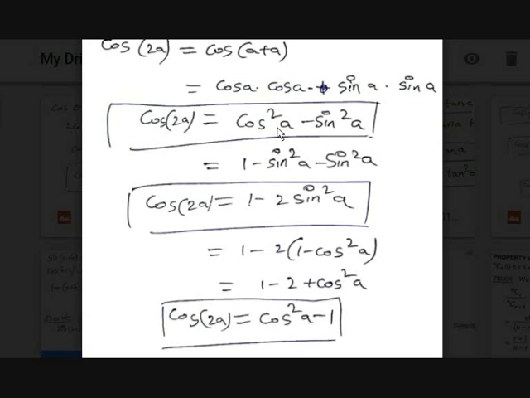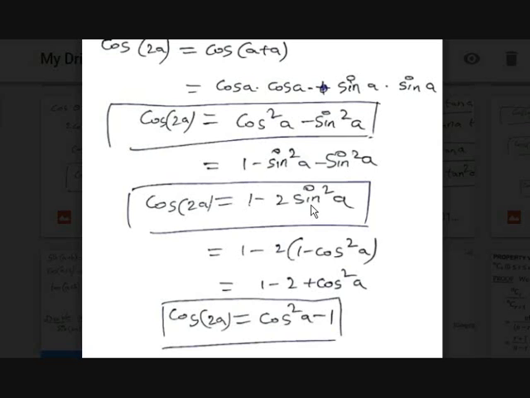And how to derive the second formula? Okay, we know there is a basic trigonometric identity, that is sin square theta plus cos square theta is equal to 1, right? Hence cos square theta is 1 minus sin square theta. We are using the same formula here. Cos square A means 1 minus sin square A. So you'll get 1 minus sin square A minus the second sin square A. So it becomes 1 minus 2 sin square A. This is how we can prove the second formula.